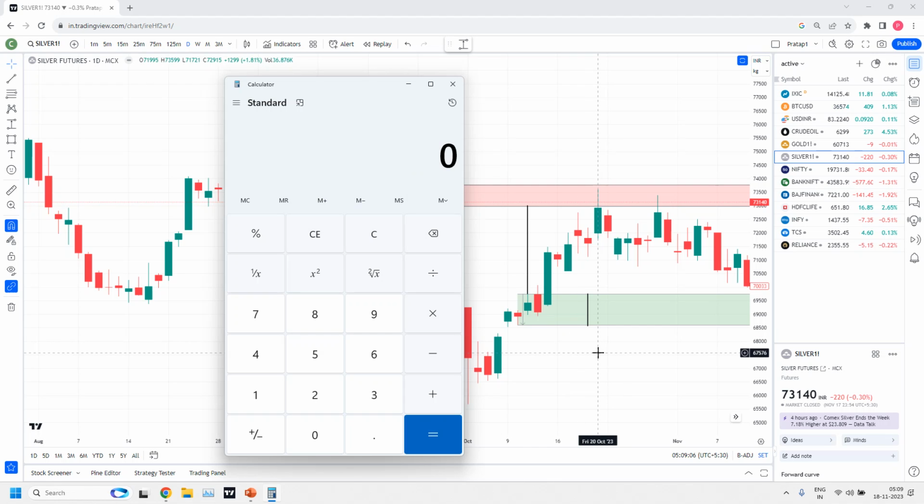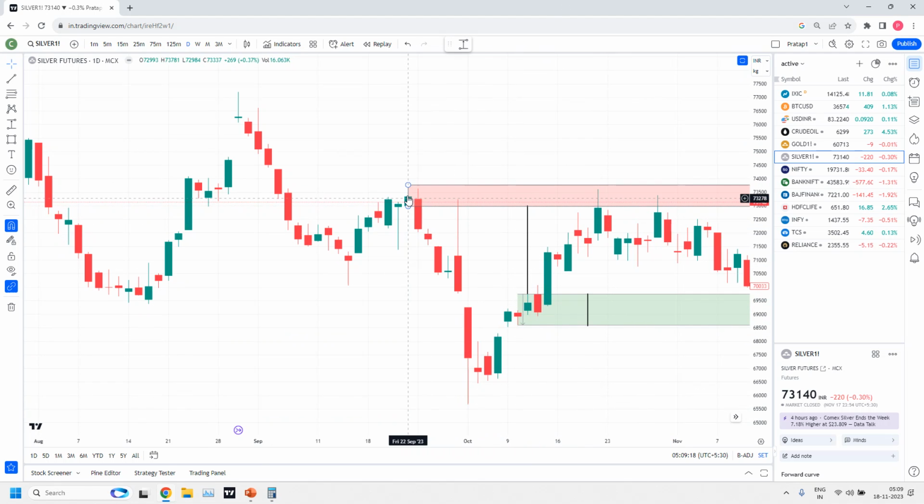Now reward, what is the reward? Reward is from the proximal line of the demand zone till the proximal line of the supply zone. What is the proximal line of the supply zone? The low of this base candle. What is this low value? 72984.